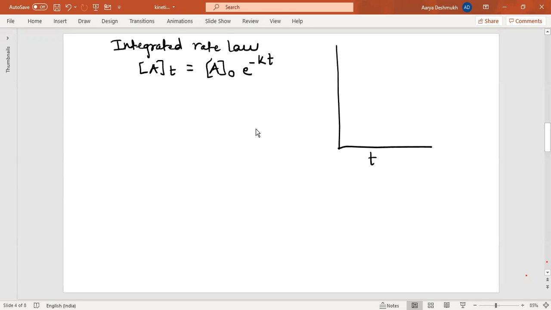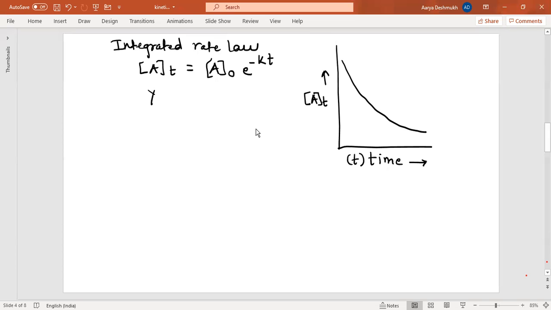This time, t on the x-axis and this, that is y here on the y-axis, isn't it? And you will be getting such type of graph. You need to remember such graphs.